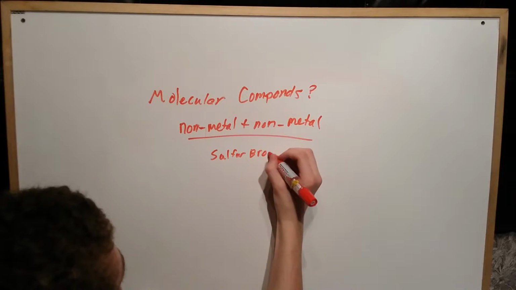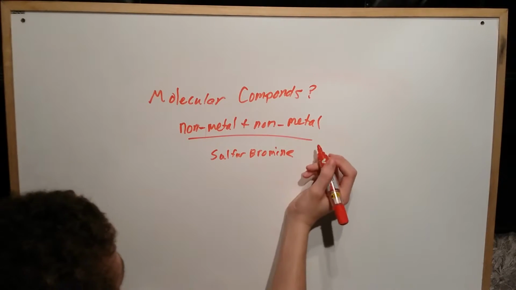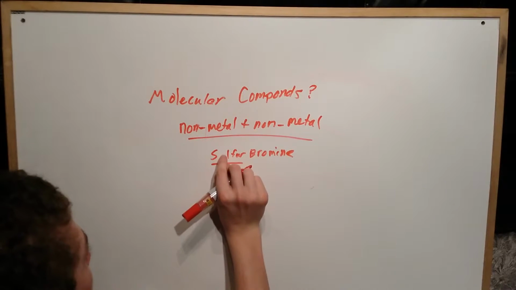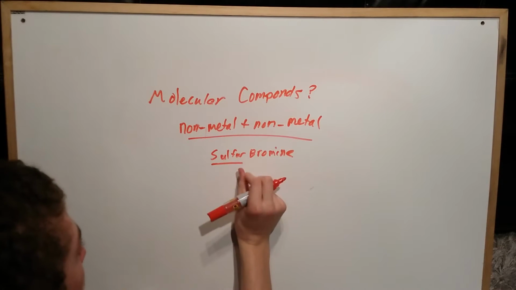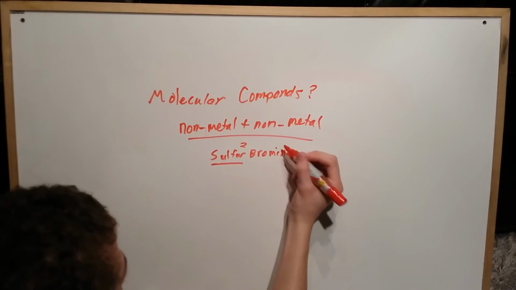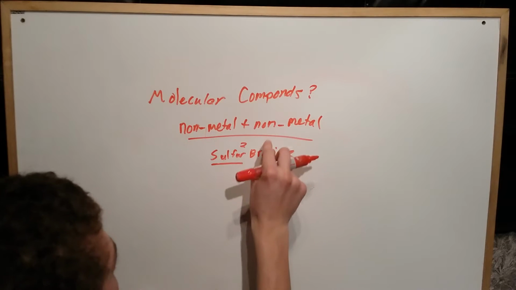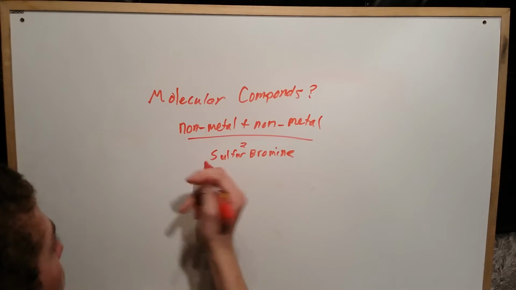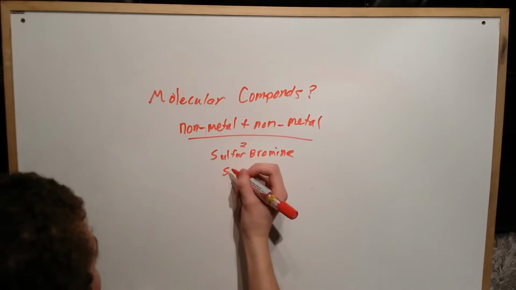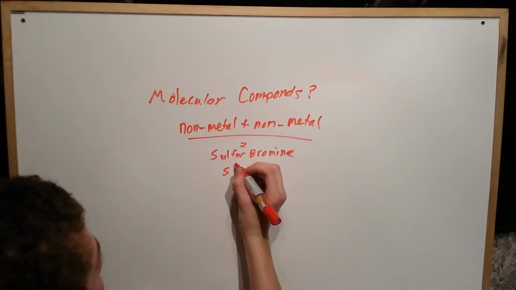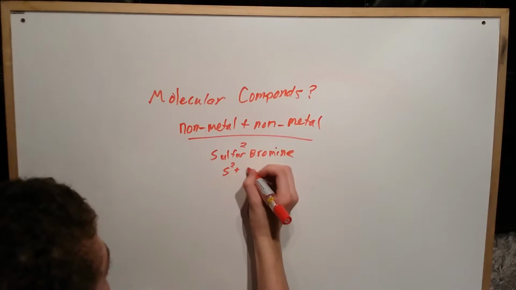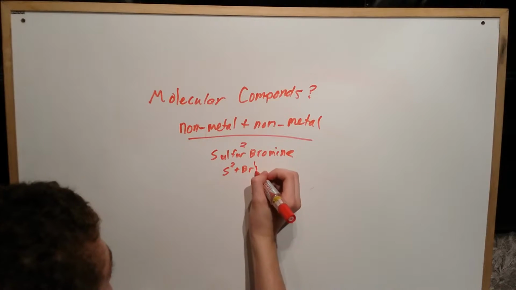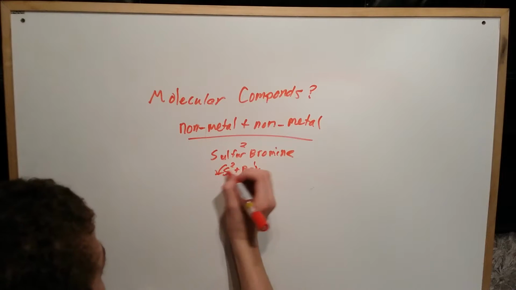bromide, or bromine. Now, sulfur has a charge of 2. Bromide has a charge of 1. So normally if it's a 1, you're not going to put anything, you're just going to leave it blank. This is how we're going to write this equation. We're going to go S for sulfur. You should see this on your periodic table. So S2 plus Br1. So bromide is 1, sulfur is 2.